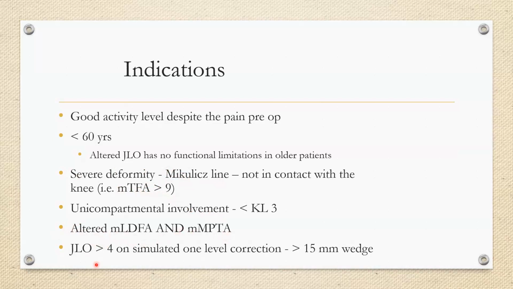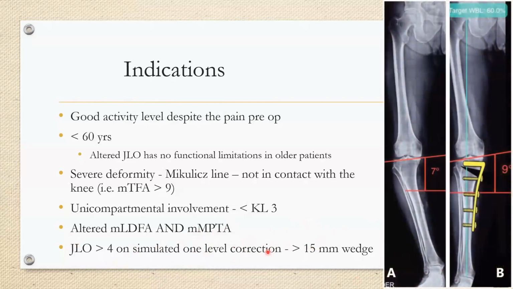Another way to look at this is an increased joint line obliquity of greater than 4 degrees on attempted preoperative correction at one level. That again translates to cases requiring more than 15 mm of correction, which will almost always alter the joint line obliquity, so might require a double level osteotomy.